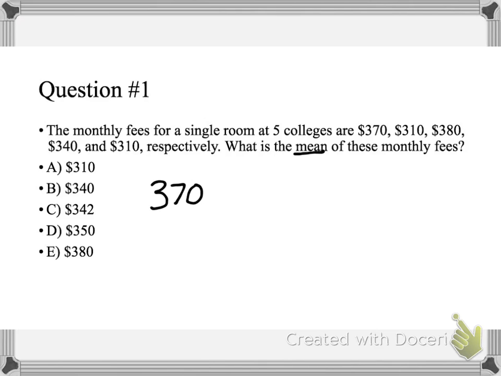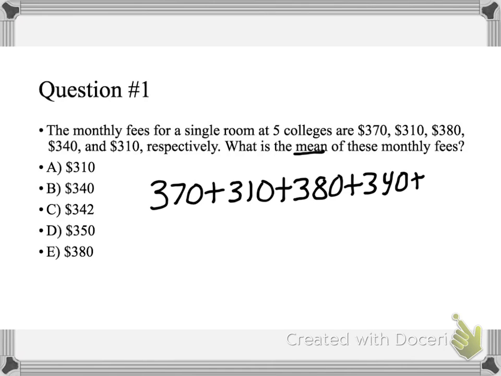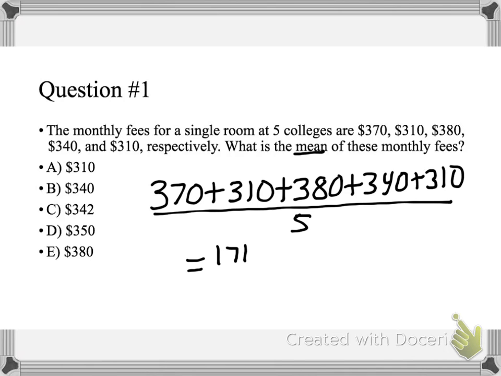So 370 plus 310 plus 380 plus 340 plus 310, and we divide by how many values we have. And in this case we have 5 values, so we divide by 5. Well, adding up all those numbers gives us 1,710, dividing those numbers by 5, and we get an average value of 342. So for this particular question, our answer is C.